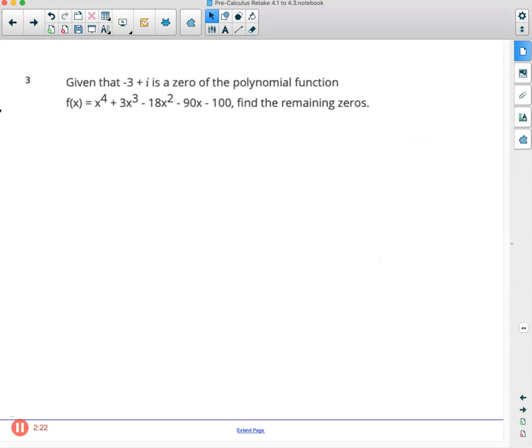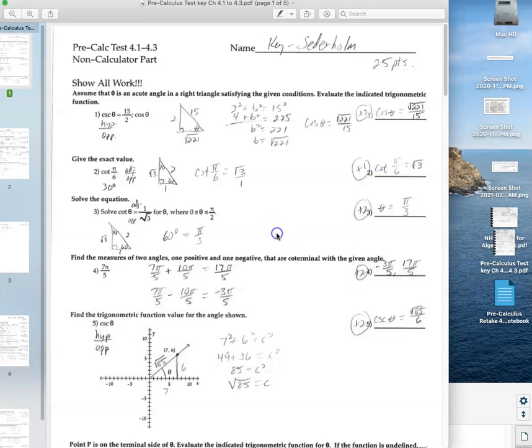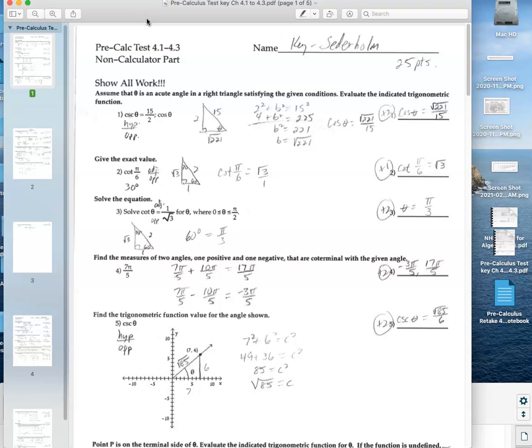So now, what we had for the test. All right, number one said assume that theta is an acute angle in a right triangle satisfying the given conditions. So the first thing you'd want to do is draw your triangle. And it says evaluate the indicated trigonometric function.